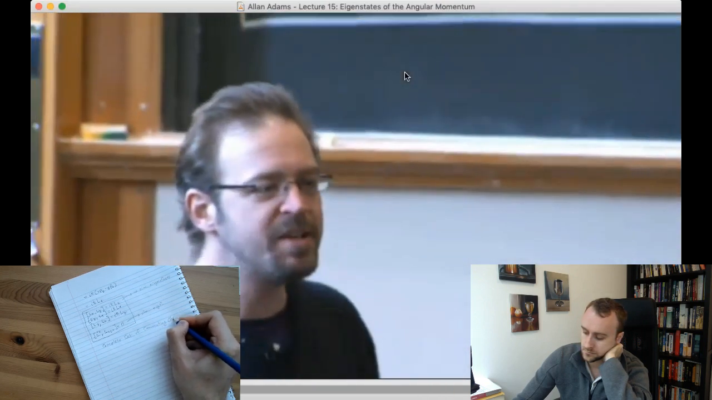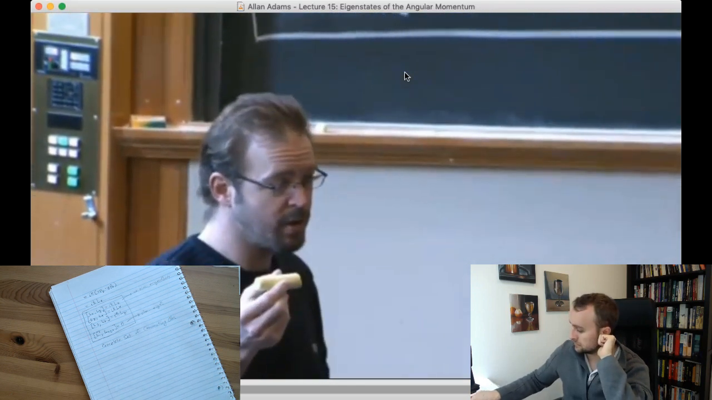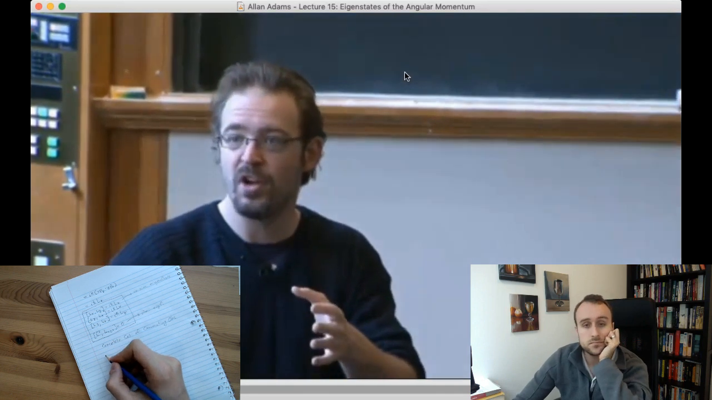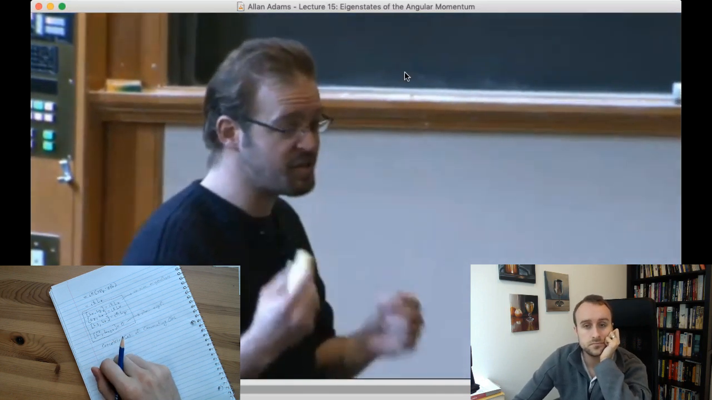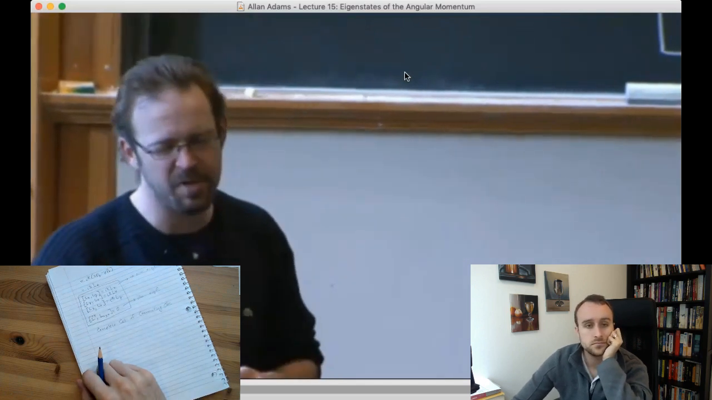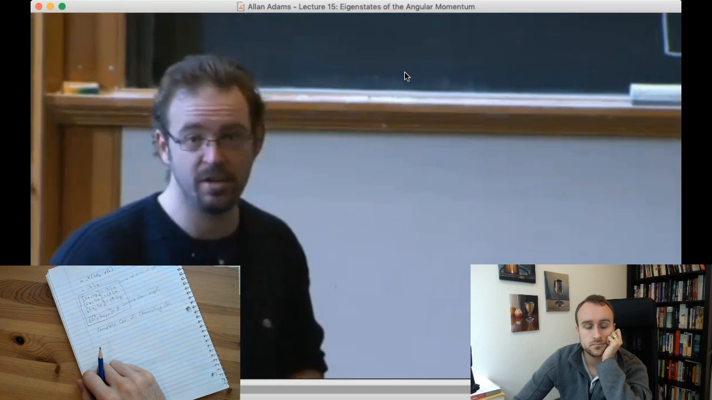How much data must I specify to specify the configuration of the system? Well, I have to tell you where the particle is, and I have to tell you what the momentum is. So I have to tell you the 3 coordinates and the 3 momenta. If I give you 5 numbers, that's not enough. I need to give you 6 bits of data. On the other hand, if I give you 7 numbers, x, y, z, px, py, pz, and e, that's overcomplete. That was unnecessary.